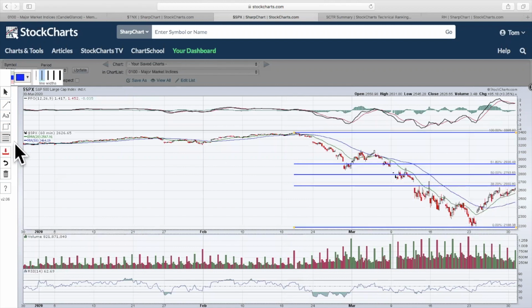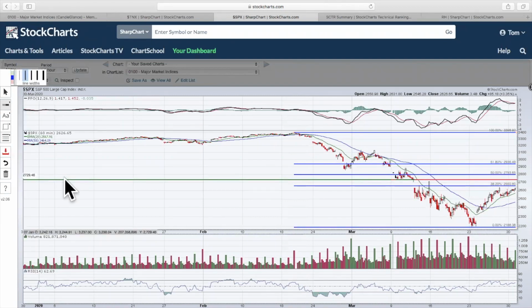Now the question is, can we continue to move through this level? That would be bullish if we could. Now I'm also drawing this line right here. Do you see this gap down? This is where we had a gap down, had a quick recovery, and then really took off to the downside. This is a key gap resistance area, and it's somewhere around the 2720, 2730 area, I believe.